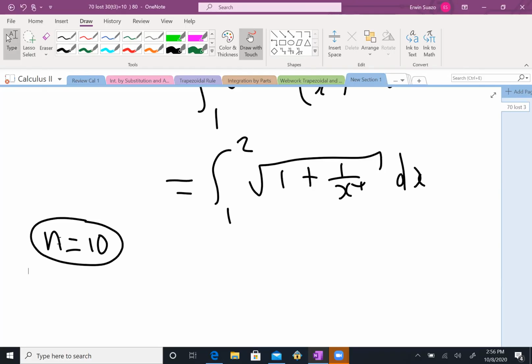Okay, so let me give you 5 minutes to find this approximation using Simpson's rule. So remember, Simpson's rule goes f plus 4f plus 2f plus 4f plus 2f and so on.